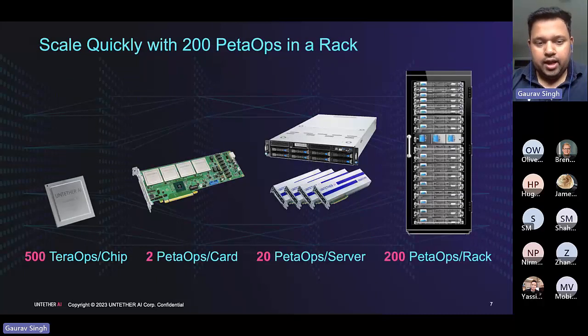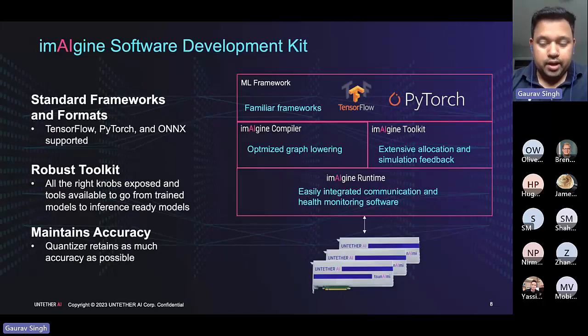And it's scalable. The solution goes from run AI chips to server grade architecture where you can put a bunch of them together in a server. And then this is the core topic for today, which is the imAIgine software development kit.